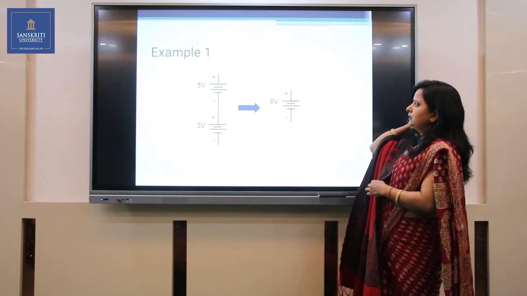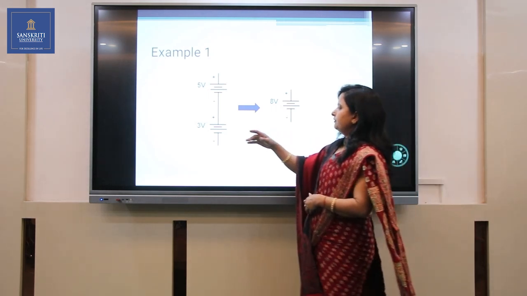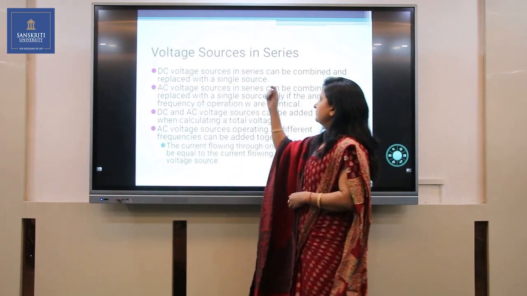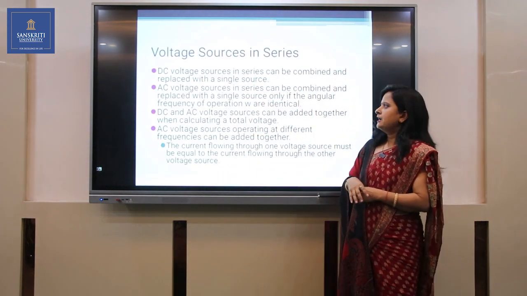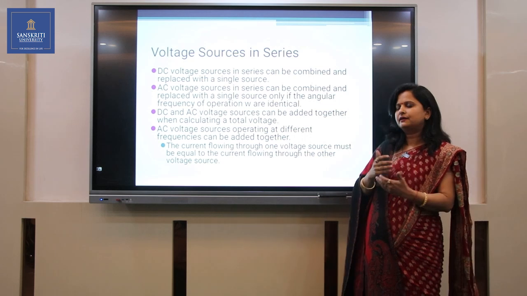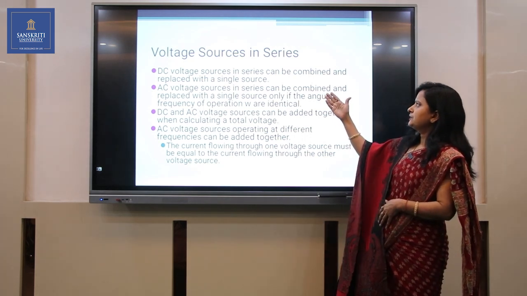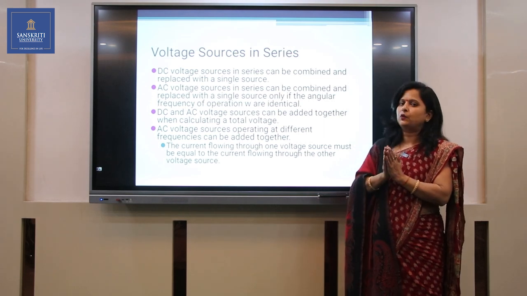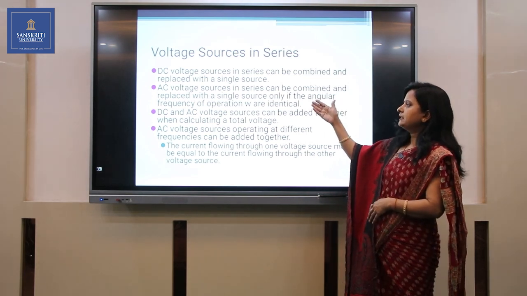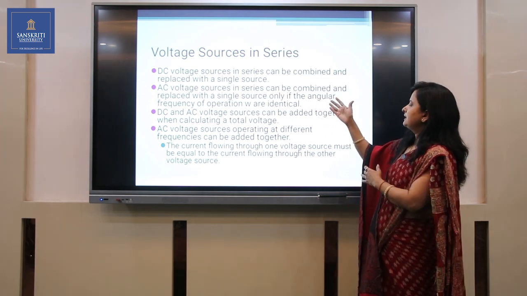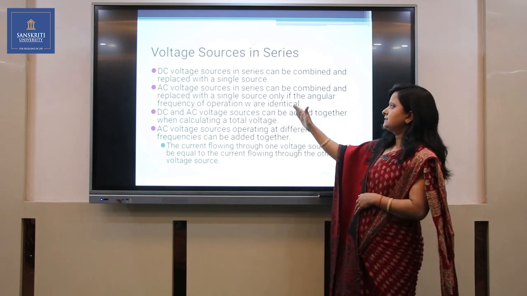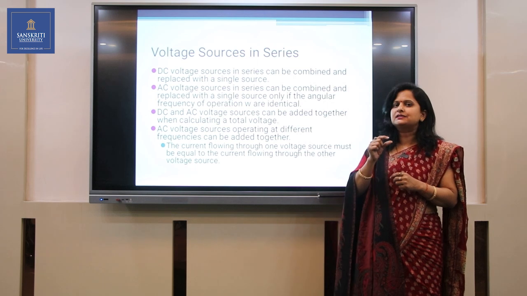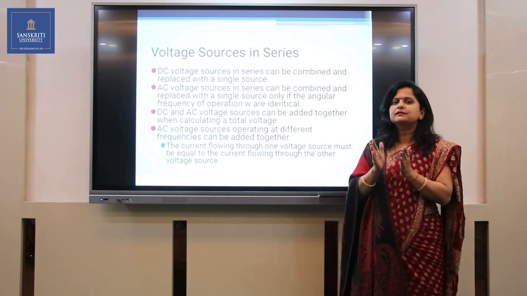Fine. So now we come to batteries. If we are having two batteries, yeah, this is a voltage source in series. If you are having some voltage sources connected in series, DC voltage sources in series can be combined and replaced with a single voltage source. If we are having AC voltage sources in series, they can be combined and replaced with a single AC source only if the angular frequency of both voltage sources is the same.